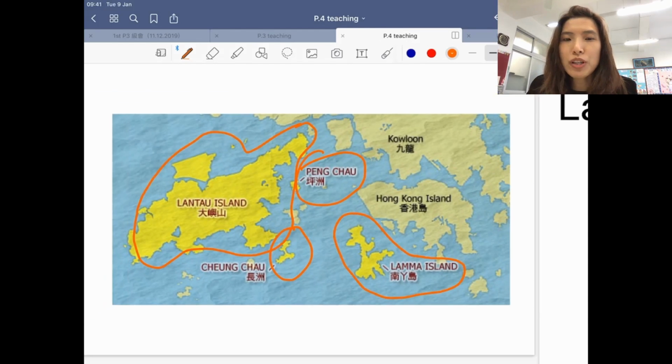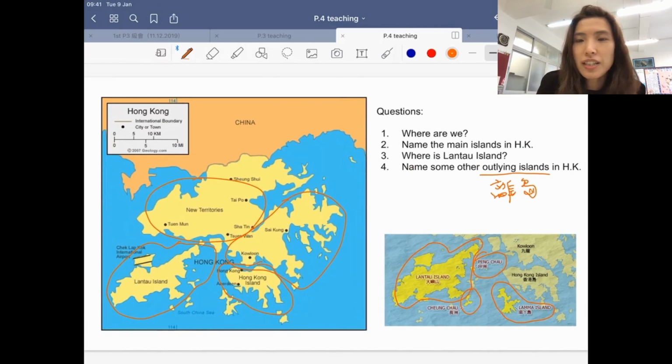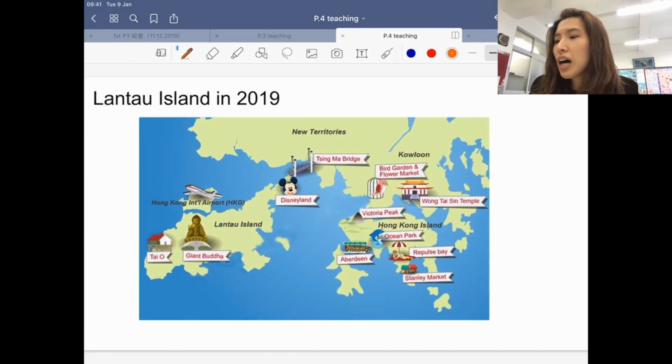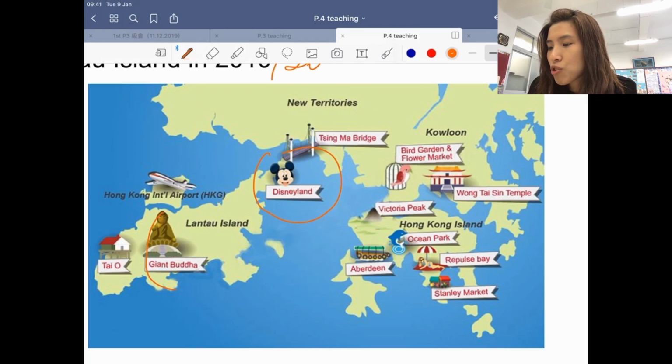So today we will focus on Lantau Island. And Lantau Island now and then are so different. So let's take a look. I guess Lantau Island in 2019 or 20 looks kind of like that. We have a lot of new tourist attractions. For example, we have Disneyland, the giant Buddha, Tai O, and of course our airport is also on Lantau Island.